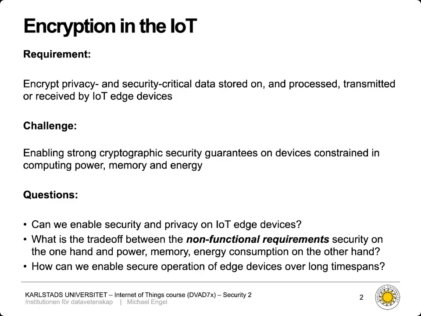So the questions we need to ask ourselves are, can we enable security and privacy on small IoT edge devices with processors that don't have a lot of computing power, don't have a lot of memory, and usually are pretty low on energy already without cryptographic approaches? What's interesting is to consider the trade-off between the non-functional requirements, and security can be seen as a non-functional requirement, and all the other non-functional requirements like power, memory, and energy consumption, all these play against each other, so we have to find a way to get this to work. And finally, how can we enable secure operation of edge devices also over long time spans?